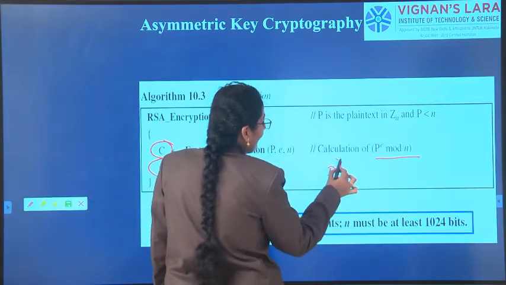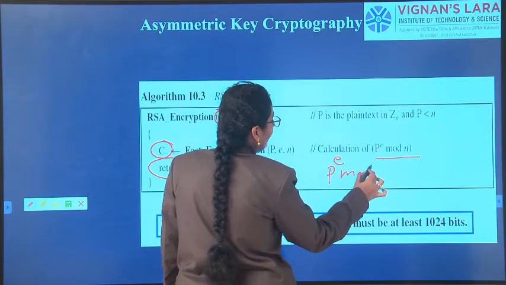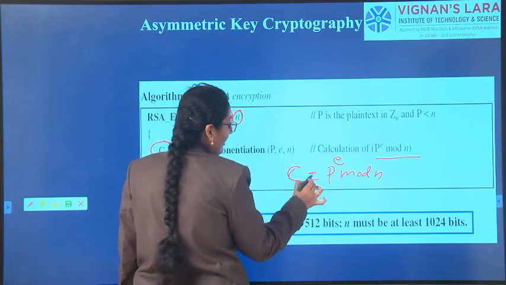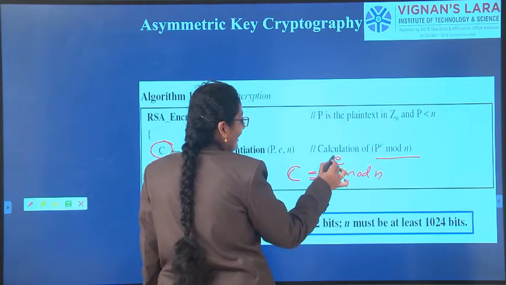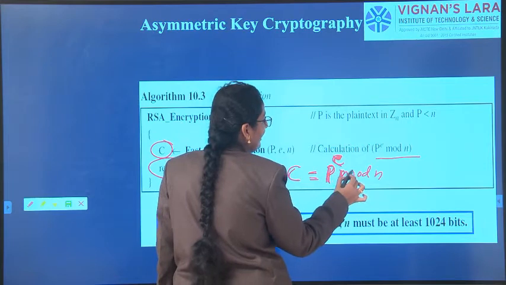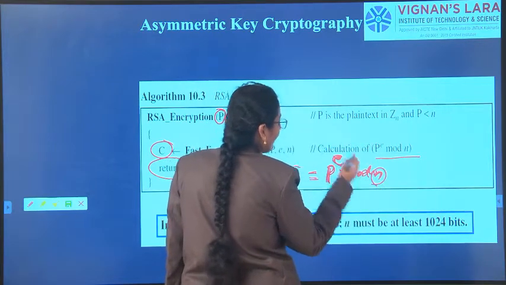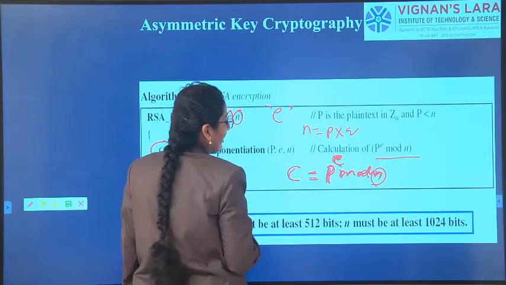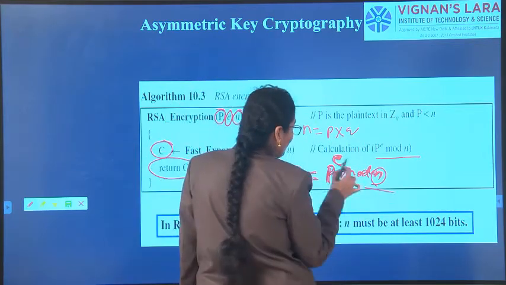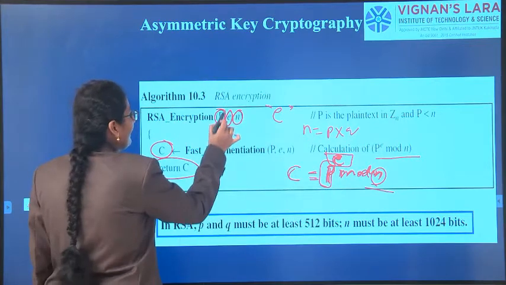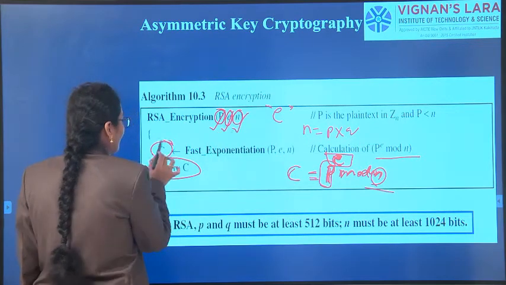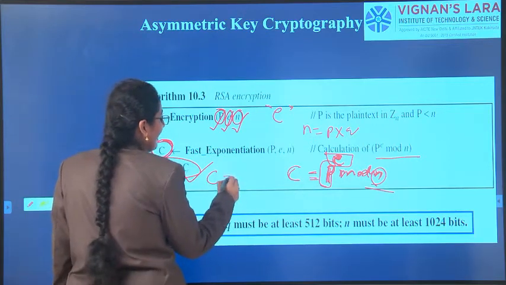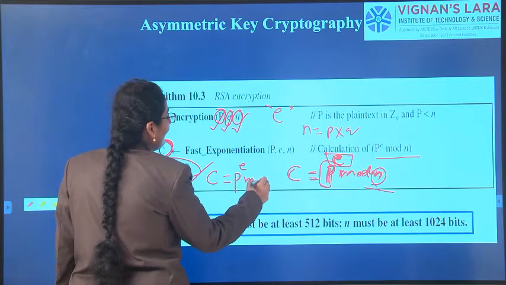Plain text power E mod N equal to ciphertext. Same formula. Ciphertext you want. For that you are using plain text power E mod N. This N value you already know. N equal to P into Q. E value you already determined. So by taking plain text, E value and N value, you have to calculate C and you have to return the C as output. What is C? Ciphertext equal to plain text power E mod N.